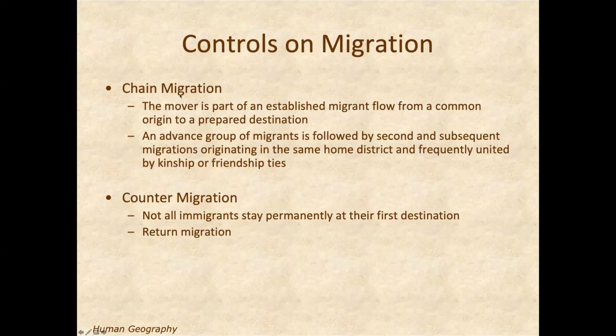We'll talk about the idea of chain migration, and that's the idea of the mover as part of an established migrant flow from a common area. So think about Greenpoint in Brooklyn, which is primarily Polish, or Chinatown or Little Italy, or places that already have established populations to which people from other places can go. Think of it as their final destination in that place. So there's already a built-in support mechanism for individuals that go there.